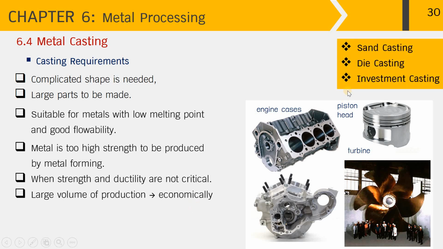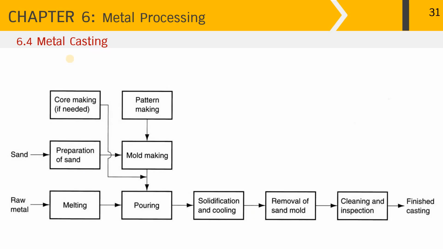Within this topic, I'll be talking about three processes of metal casting. First is sand casting. Second is die casting, and last, investment casting. This diagram shows the flow chart of the casting process in detail. First, we start with pattern making.